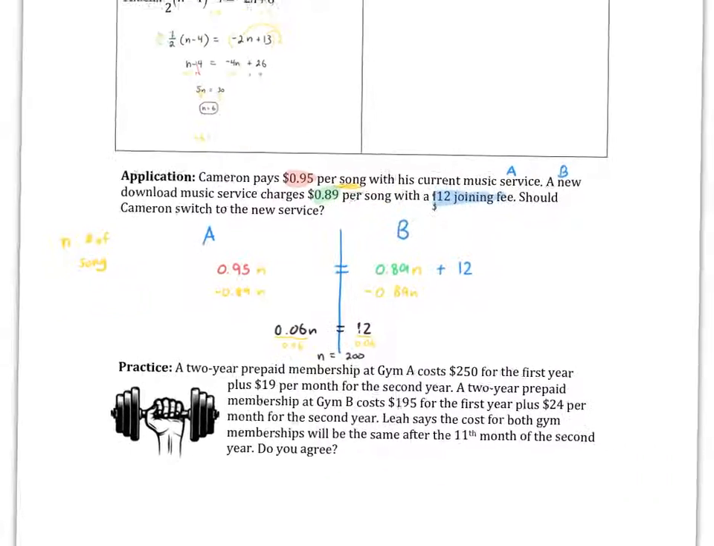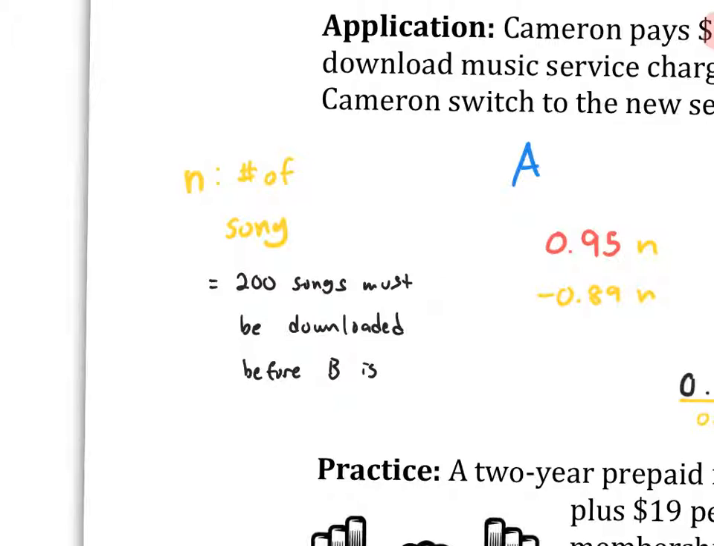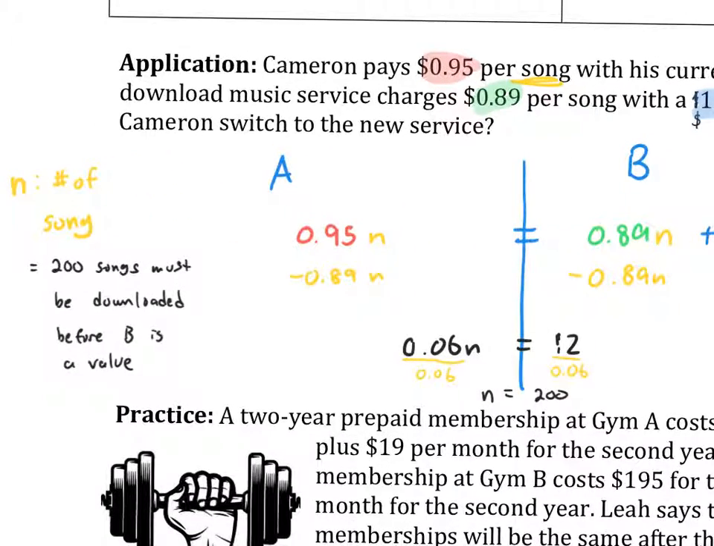So let's come back and bring that into context. N equals 200, so 200 songs must be downloaded before he switches. Before B is a value. Okay, so after 200. So he's got to be predictive because he can't just switch over.